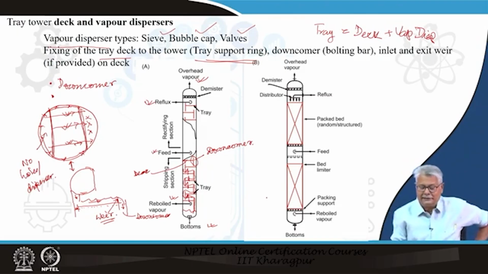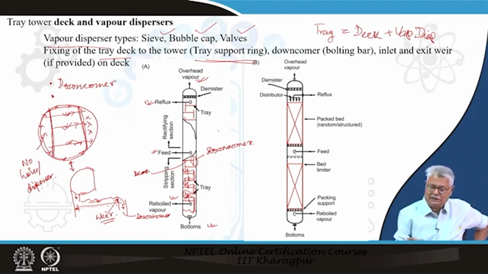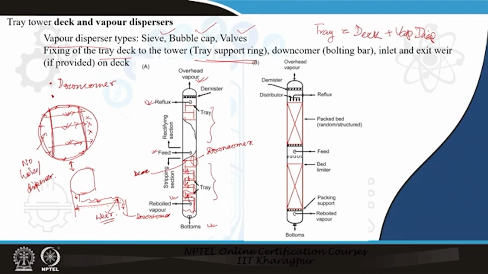Now, with this, we look at the similarity between the packed tower and the tray tower. The only difference that you will be finding here is you have a packed bed. Instead of so many trays in the rectification section, you have a packed bed. Similarly, the trays in the stripping section, instead of having trays here, you have another packed bed. Now, there is a feed section also.